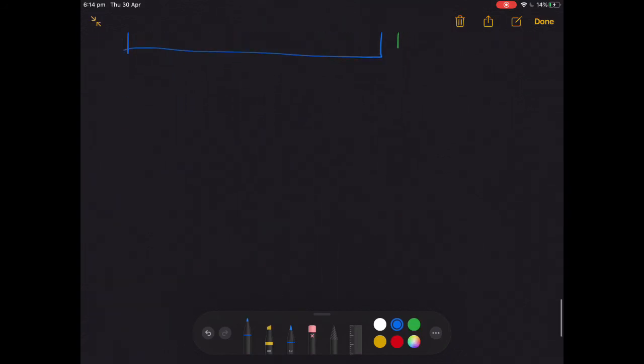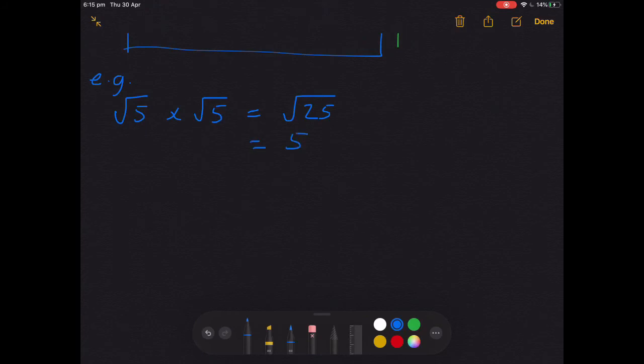Okay, let's do some examples. Simplify root 5 times root 5. You can probably already guess what this is. It's going to be 5. But you can just look at the other rule as well. It's allowed to combine like that, and root 25 equals 5. Easy peasy. Alright, let's do another example. Root 5 times root 3. This equals root 15.